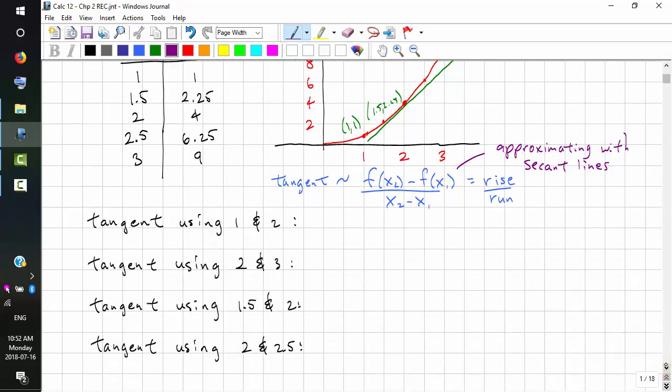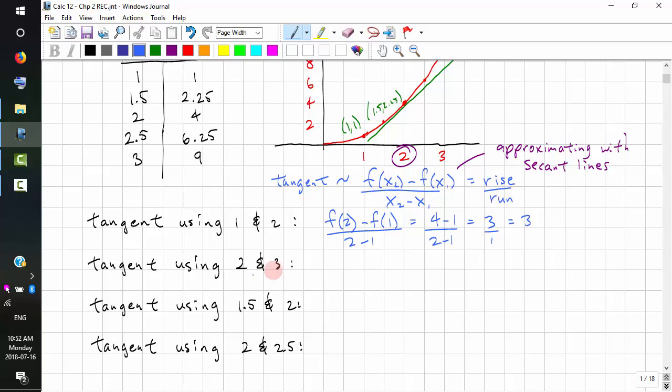Okay, so if we're using 1 and 2, we want to estimate the tangent at 2. So we do f of 2 minus f of 1 over 2 minus 1. That gives us 4 minus 1 over 2 minus 1. That's 3 over 1, and that's just 3.